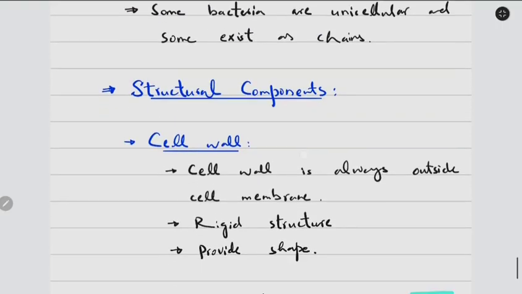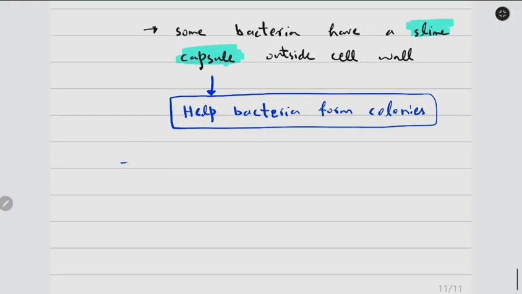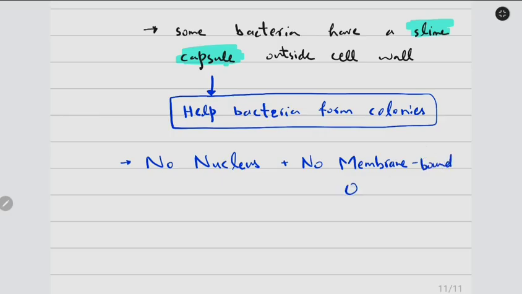Now, the other thing you need to know, as we discussed, is that they are prokaryotic cells. So they have no nucleus, plus no membrane-bound organelles.